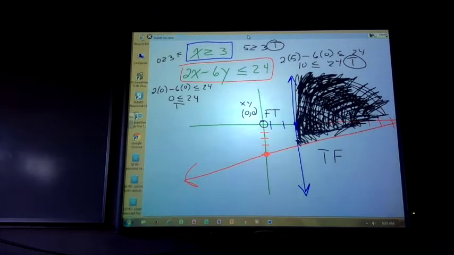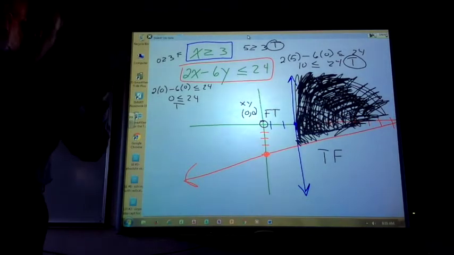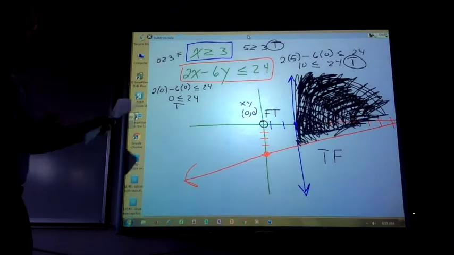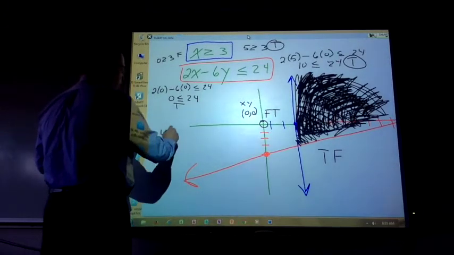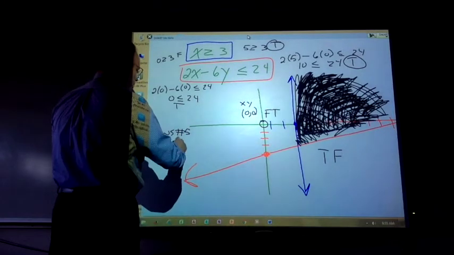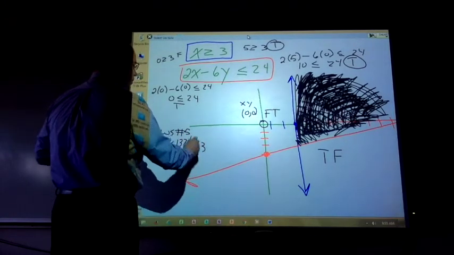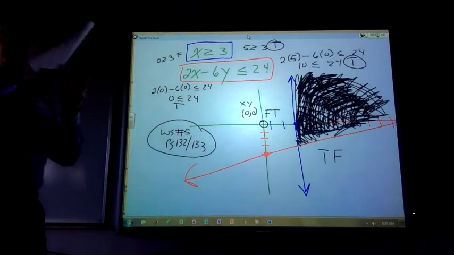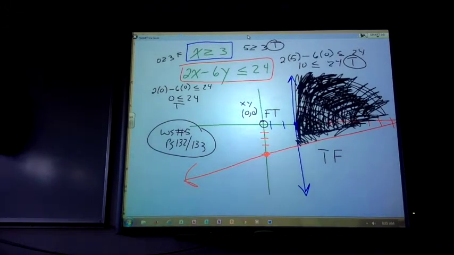All right, ladies and gentlemen. So tonight's homework is worksheet number 5, and it's page 132 in your book, 133 in your book, and I have a couple of extras here that I made copies of. If you need a copy, come on up.